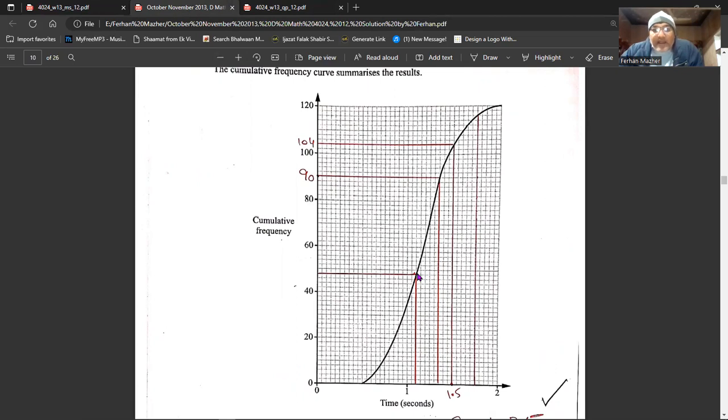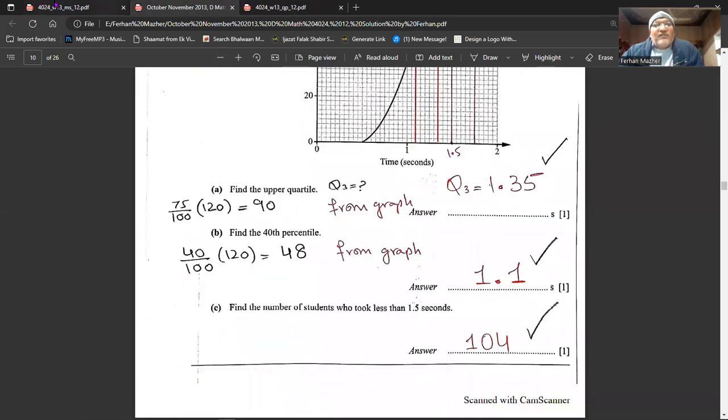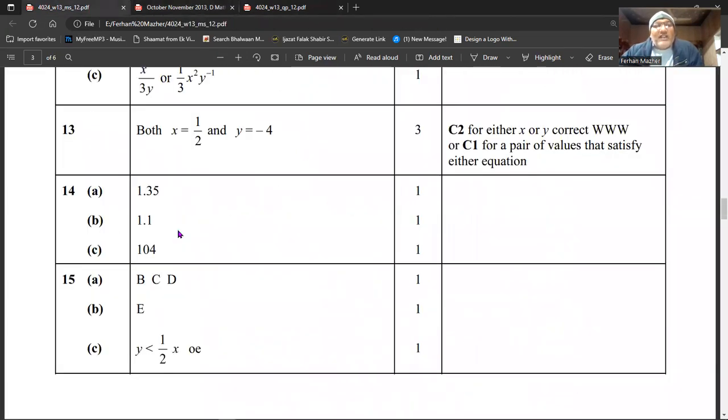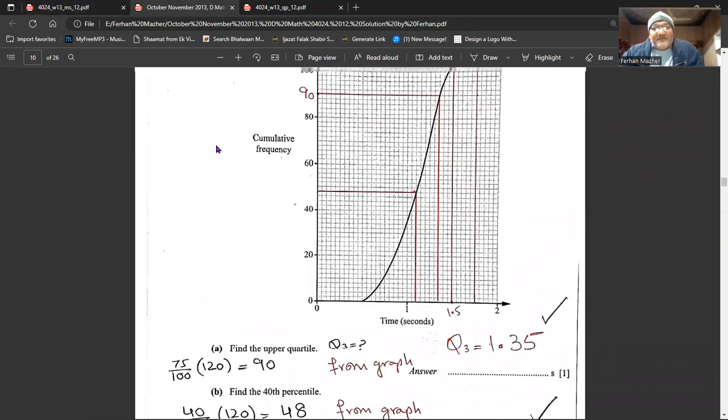From here, I will go to the graph, and when I intersect the cumulative frequency curve, under that point, I will check what is the value of the x there. The value of the x there is 1.1. So the 40th percentile is 1.1. Our answer is right. I hope you understand how this is done.